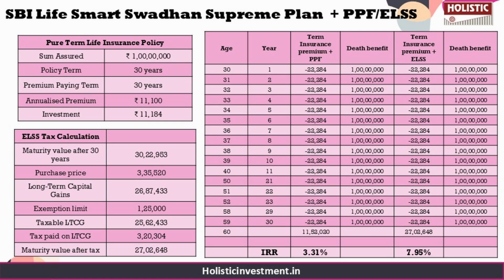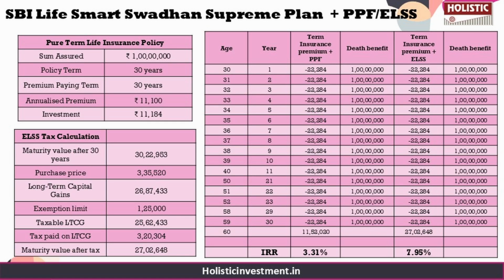So here you can save 11,184 rupees by opting for a pure term life insurance policy. And you could invest these savings in any instrument of your choice, thereby accumulating a better corpus than the SBI policy. So here in this tabular column, we have depicted two scenarios by investing the surplus amount in PPF or ELSS.